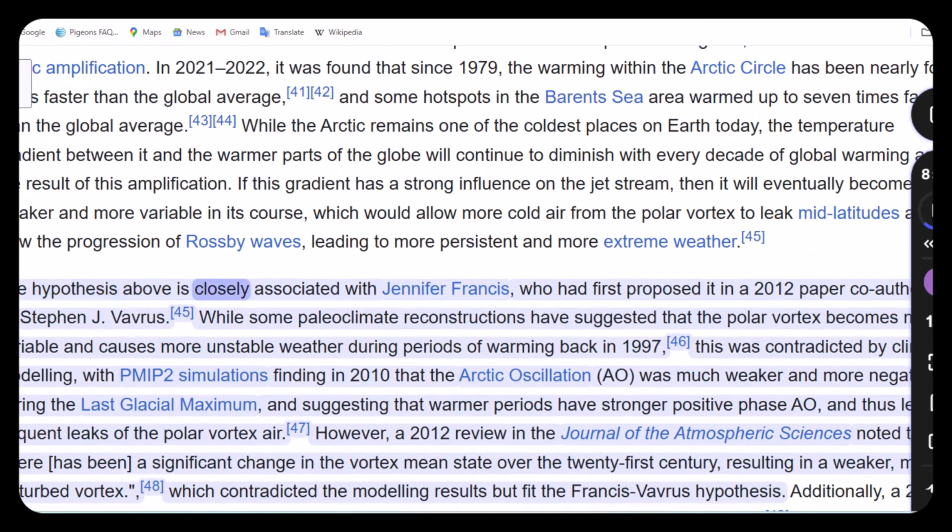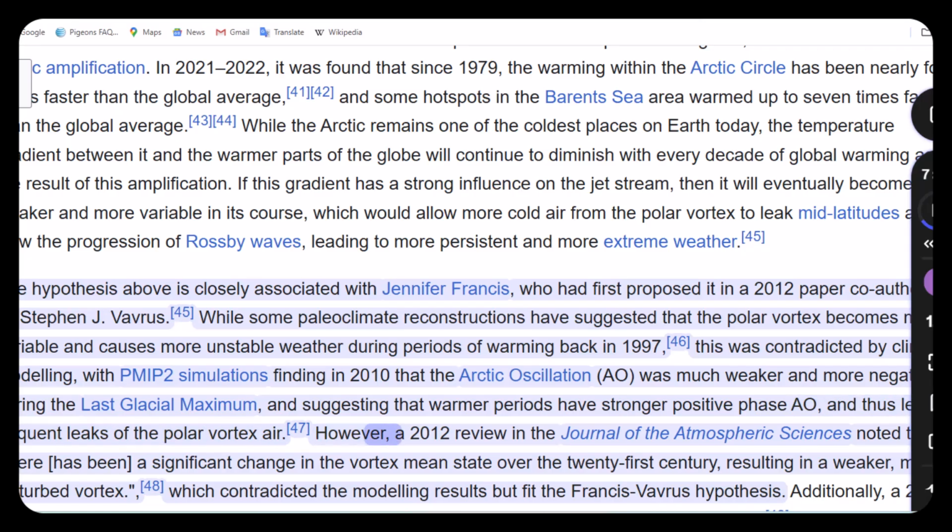The hypothesis above is closely associated with Jennifer Francis, who had first proposed it in a 2012 paper co-authored by Stephen J. Vavrus. While some paleoclimate reconstructions have suggested that the polar vortex becomes more variable and causes more unstable weather during periods of warming, this was contradicted by climate modeling, with PMIP2 simulations finding in 2010 that the Arctic Oscillation (AO) was much weaker and more negative during the last glacial maximum, and suggesting that warmer periods have a stronger positive phase AO, and thus less frequent leaks of the polar vortex air.